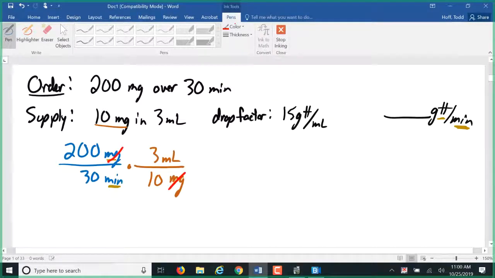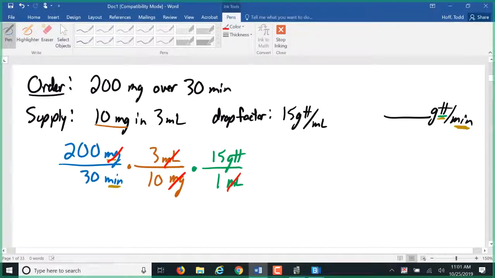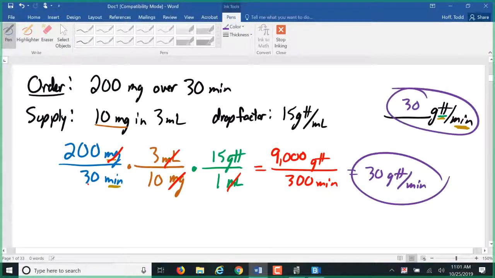Milligrams cancel out. Milliliters is still not what we want. We want to get to drops. So we use the drop factor, telling us that 1 milliliter, that goes on bottom to cancel out milliliters, is equivalent to 15 drops. So the milliliters cancel out, giving us drops in the numerator, which is what we want. 200 times 3 times 15, 9,000 drops. 3 times 10 is 30, times 10 is 300 minutes. That divides out to give us 30 drops per minute. Any questions?